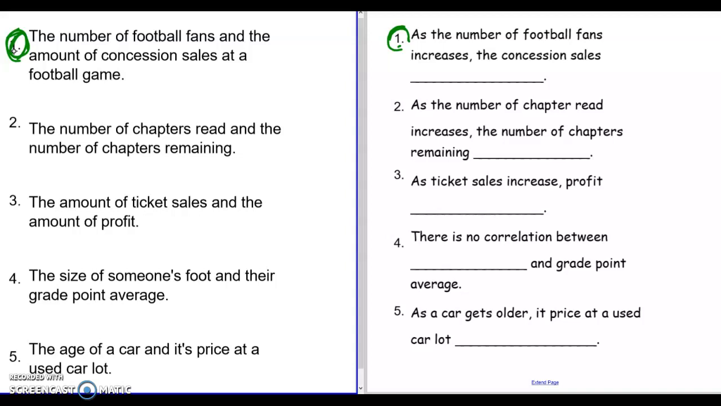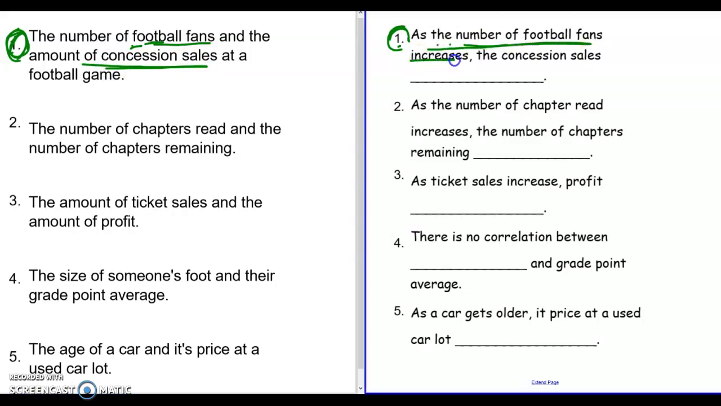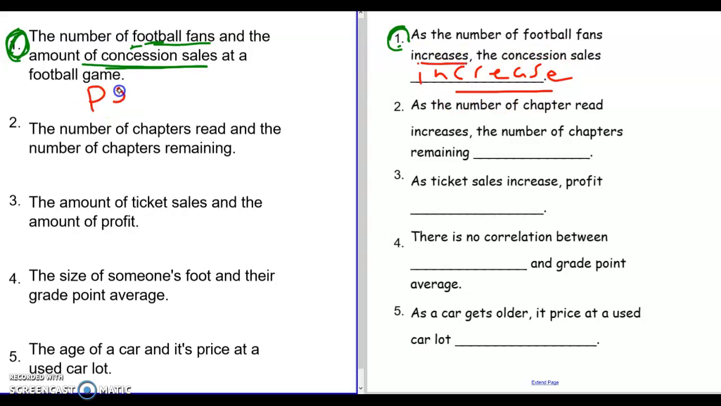So we need to think about what happens as one of these variables increases. So your two variables are the number of football fans that appear at your game and the amount of sales at your concession stand. So we start thinking about, as the number of football fans increases, think about what happens to your concession sales. Well, if you have more people at the game, you would assume that you would have more concession sales as a result. And so if your concessions increases as your fans increase, then that makes this a positive correlation.